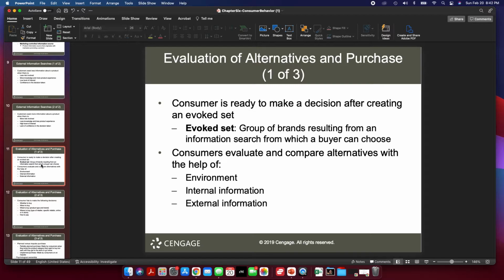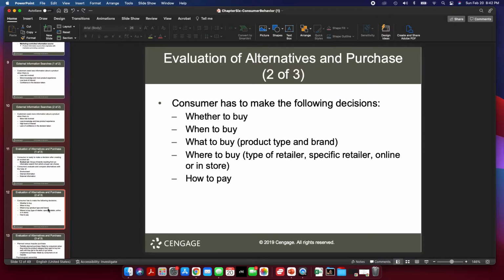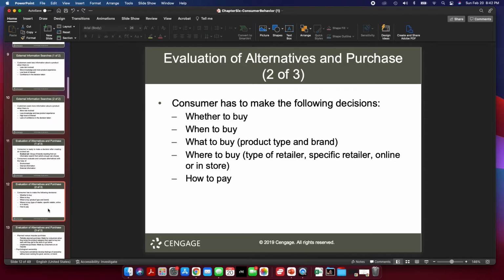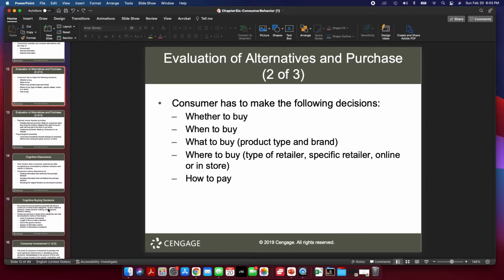You're looking at things, you're using internal information, external information, you're seeing what the environment is saying. And by environment, I mean families, friends, and all that. And that's going into that decision-making process, right? The consumer has to make the following decisions: whether to buy it, when to buy it, what to buy, right? Product type and brand, where to buy it, and how to pay for it. These are all decisions that the consumer has to make, and usually the good marketers help make those decisions, right?